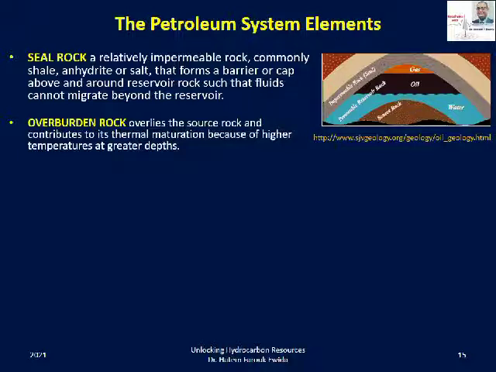Then the overburden rock. The overburden rock actually plays a very important role because it overlies the source rock, so it pushes it deeper in the earth where there is high temperature and pressure, okay, and a reducing environment. So it causes the cooking or the maturation of the organic material within the source rock, to be changed, or converted, into hydrocarbon.